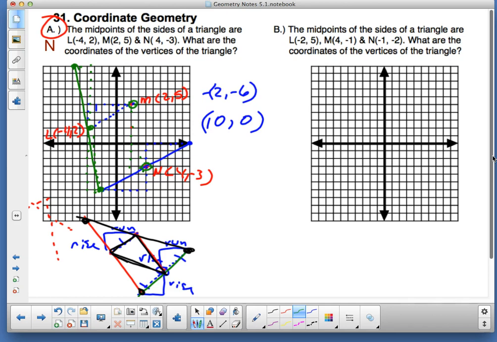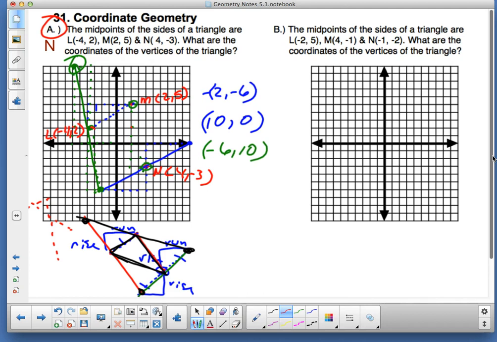Okay? Now what's really cool about this second one is I have my other answer right there. 1, 2, 3, 4, 5, 6, 7, 8, 9, 10. (-6, 10). My vertices. Now I'm just going to double check.